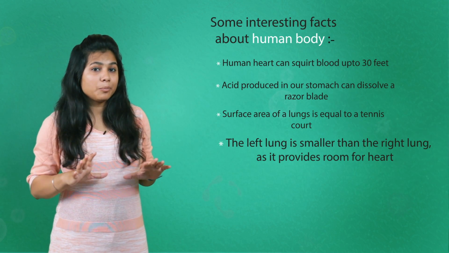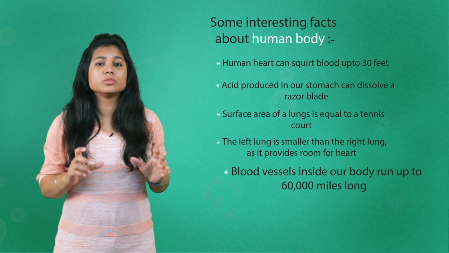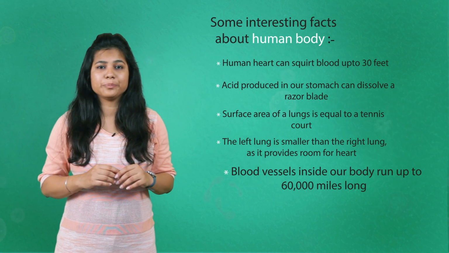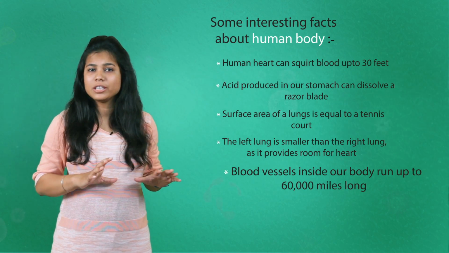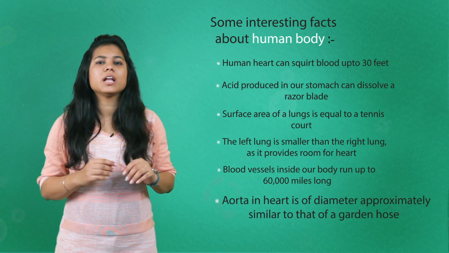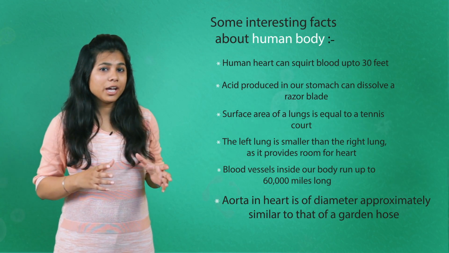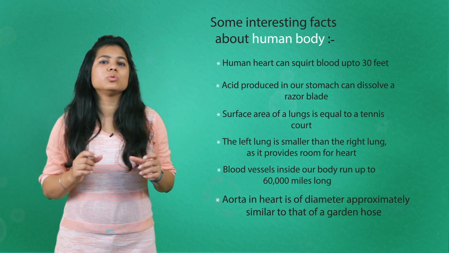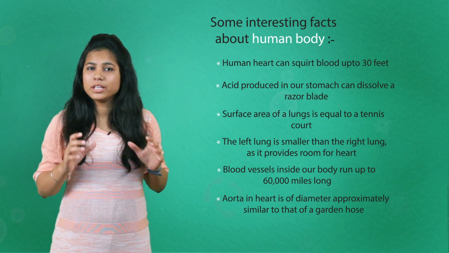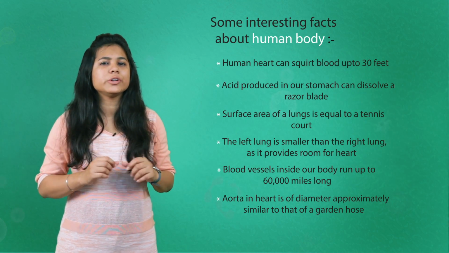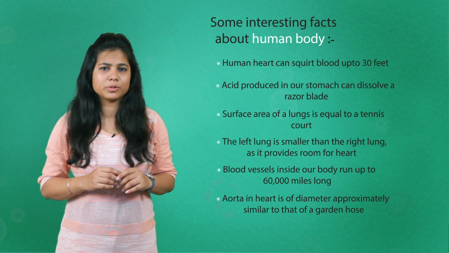Now, the blood vessels are 60,000 miles long in our body. And last, but not the least, the aorta present in our heart has a diameter approximately equal to a garden hose. Now, these facts make you curious to know what exactly these life processes are.